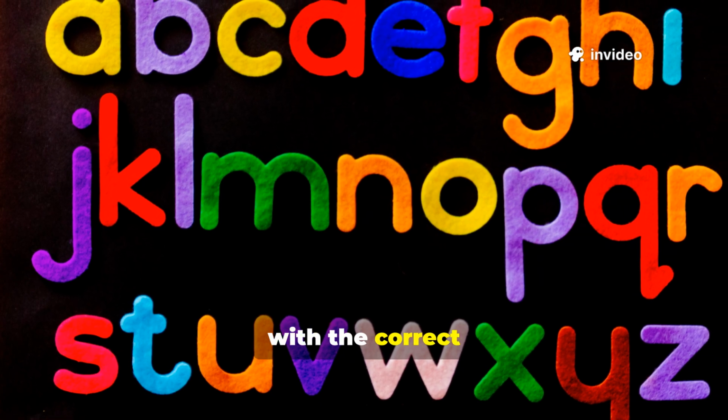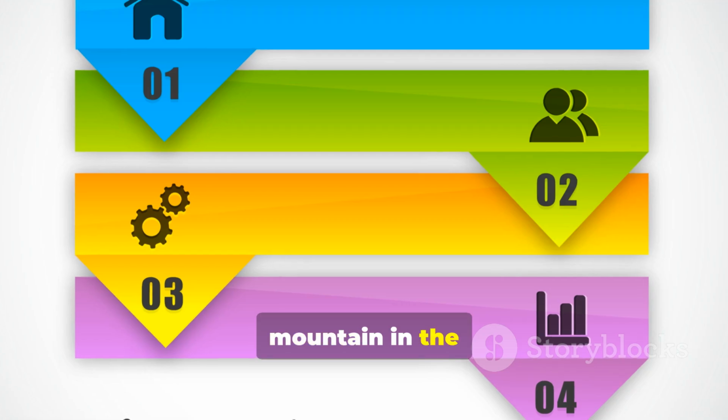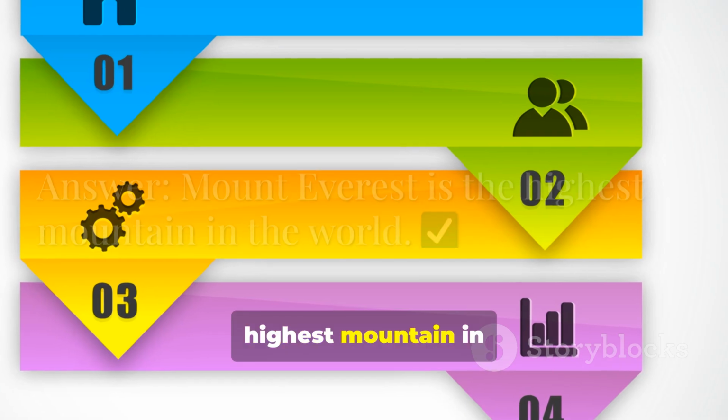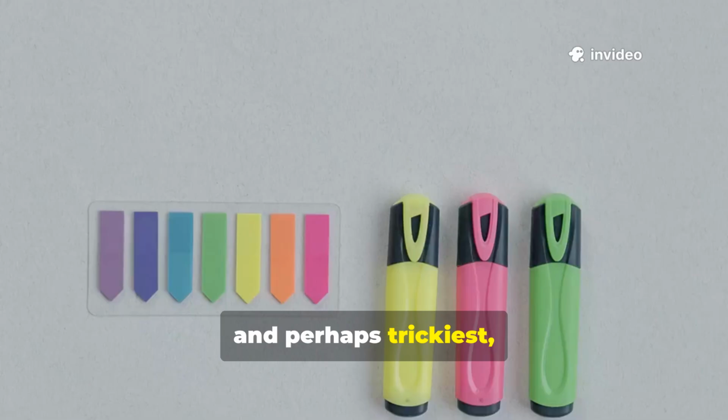Fill in the blank with the correct superlative form of "high." Mount Everest is the blank mountain in the world. The answer is "highest." Mount Everest is the highest mountain in the world. Excellent. Now for the final and perhaps trickiest rule.